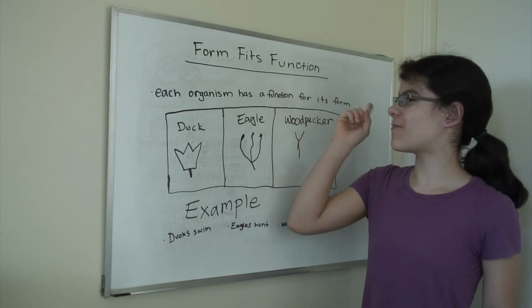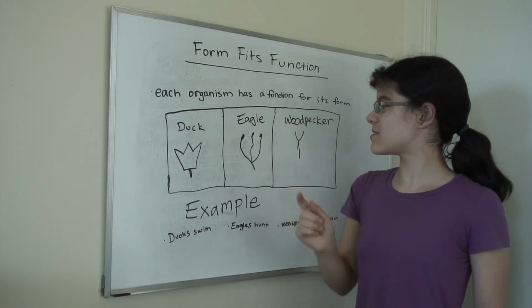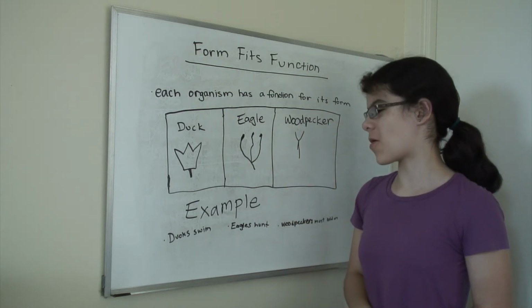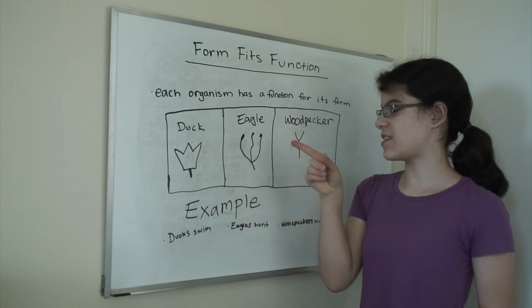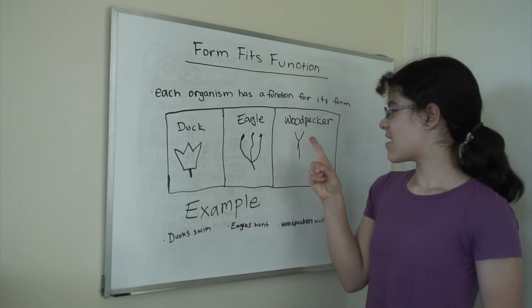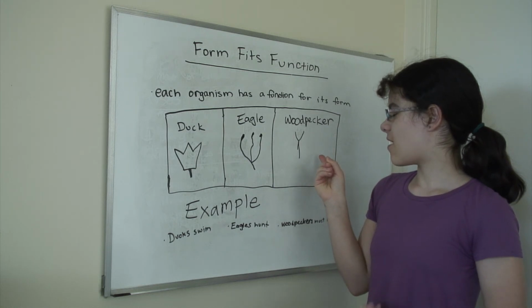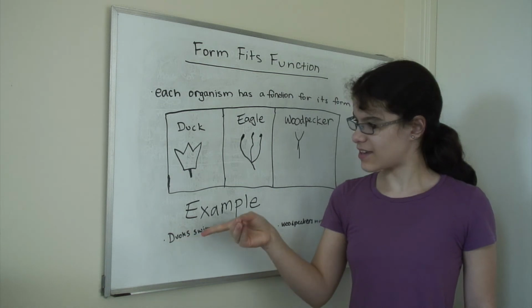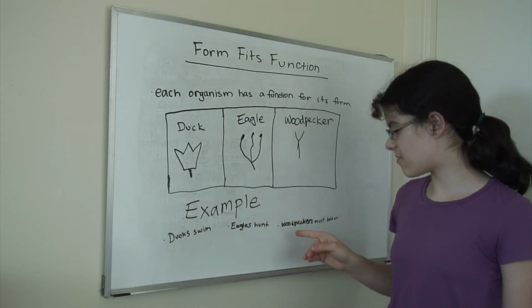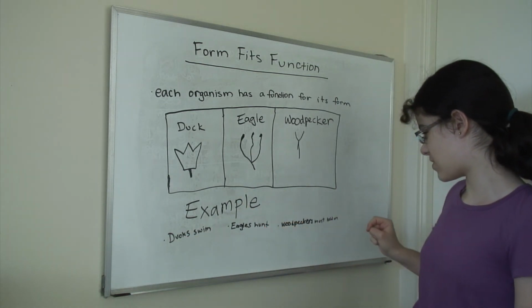This is form fits function. Each organism has a function for its form. For example, a duck has webbed feet, an eagle has talons, and a woodpecker has a foot in the back. The reason why is because ducks swim, eagles hunt, woodpeckers must hold on to like the tree.